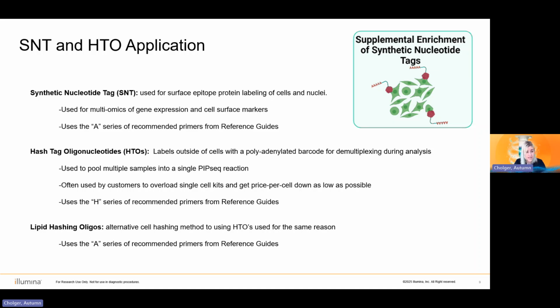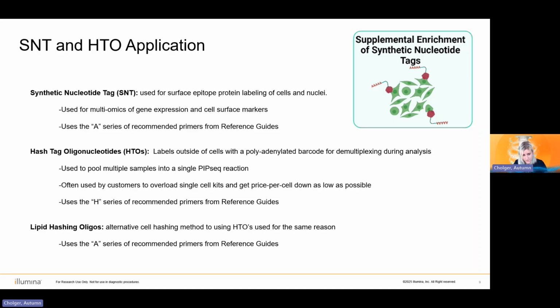And this uses the H series of recommended primers from the reference guides. So hashtagging does have its use cases. It can be useful. But again, you're adding additional sample prep steps, and there is another noise contribution from the hashing that causes about a 15 to 20% dropout in signal. So there is a lossiness to the signal as well.